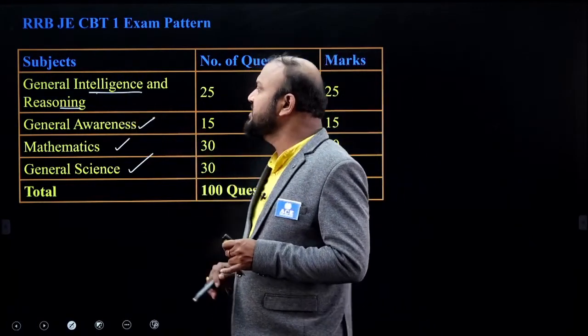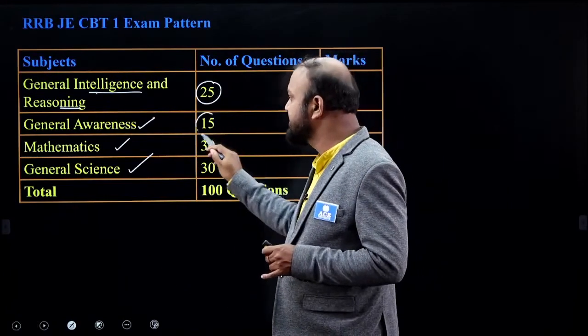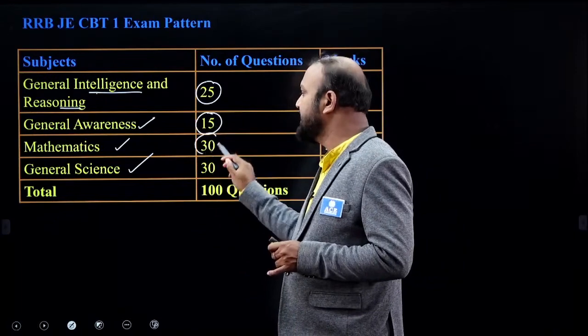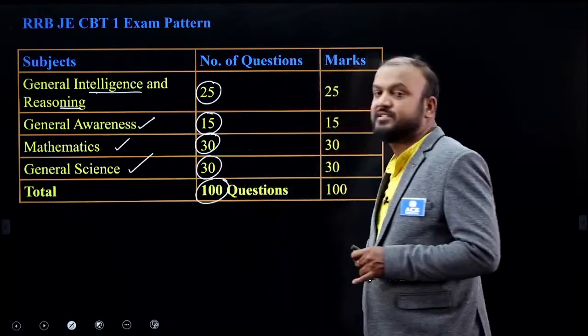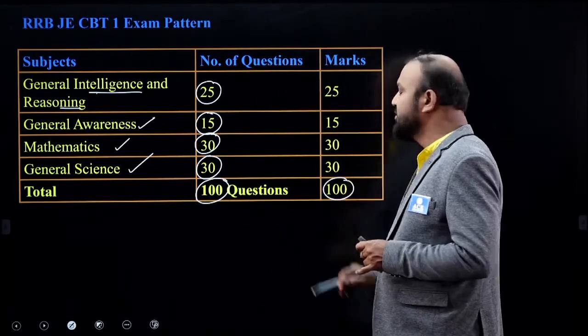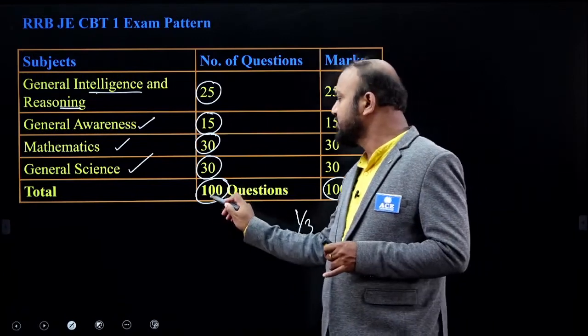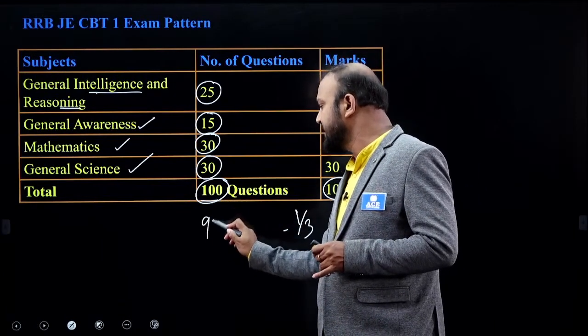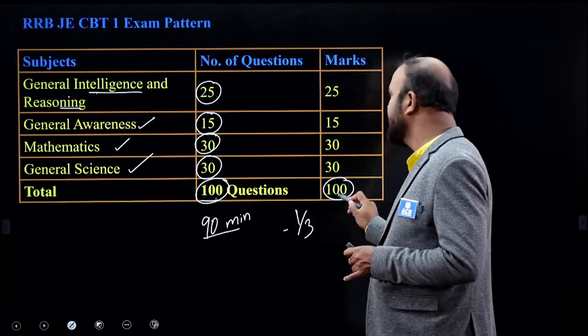On general intelligence and reasoning, there are 25 questions. On general awareness, 15 questions. Mathematics 30 and general science 30, total 100 questions and 100 marks. And you know that 1/3 negative marking is there. The time to write this exam will be just 90 minutes. 90 minutes, 100 questions, 100 marks.